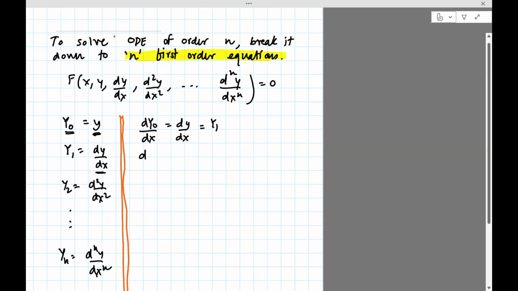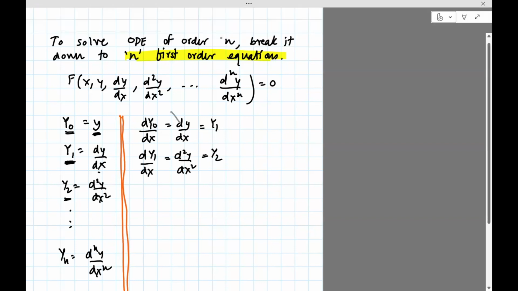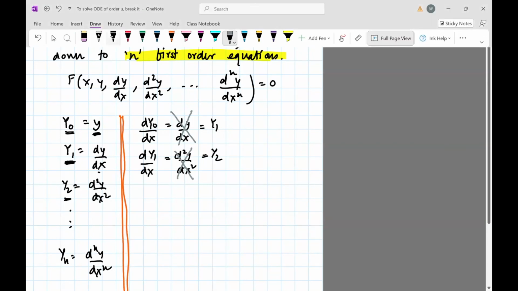Then we do dy1 dx. So we need to take the derivative of y1 with respect to x. So that will be d square y dx square. How do I get this? I took this and I took the derivative of this. So that is nothing but y2. So you can ignore this part for a moment. This is just for us to make the connection work. But dy0 is y1, dy1 is y2, and so on.